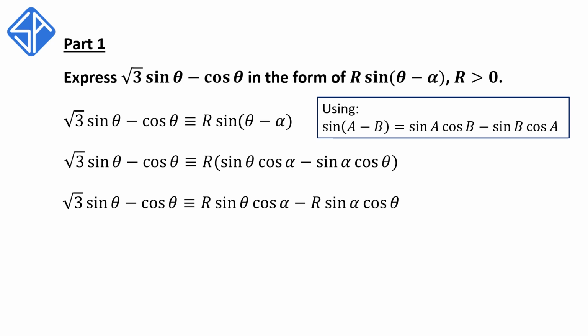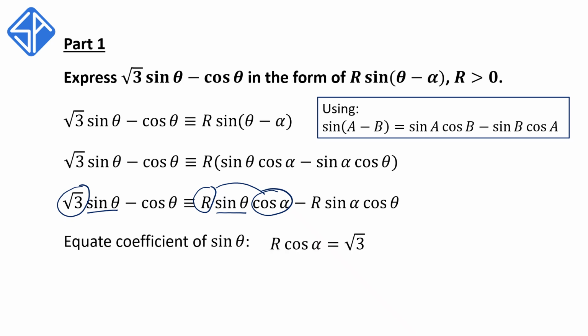The next step now is to equate the coefficients of sine theta and cos theta on the left and the right-hand side. Since this is an identity, the left and the right-hand side are always going to be the same for all values of theta. So if we look at the sine theta term on the left and the sine theta term on the right, root 3 must be the same as r cos alpha, since that's the coefficient of sine theta. So we've got r cos alpha is equal to root 3.